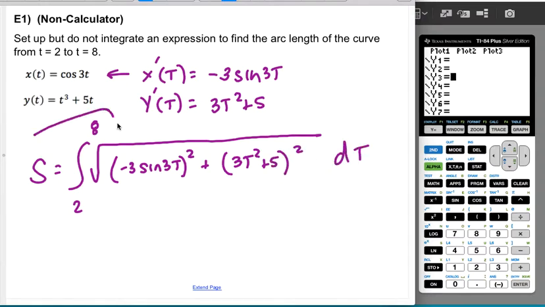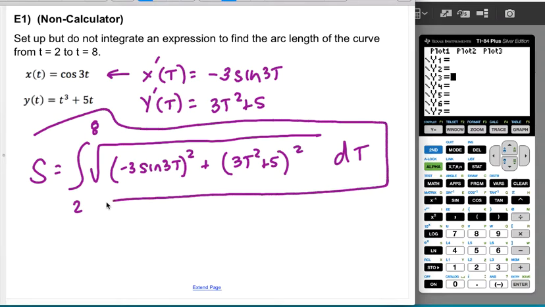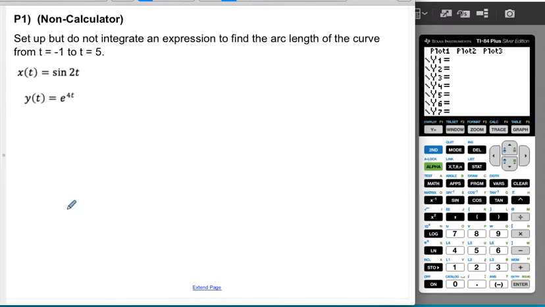Don't FOIL, don't clean up those things. This is the answer, that's all they want. It's really about memorizing that we're looking for x prime of t quantity squared and y prime of t quantity squared inside the root, and we're integrating between the two t values. They're not going to ask you to clean it up. If it's multiple choice and that answer doesn't appear, then you might have to clean up your answer a little and see which choice matches. But if this is a free response, this is all they're going to want. And even on multiple choice, this is usually all they want.